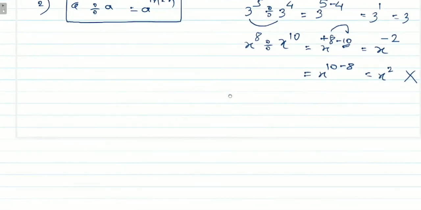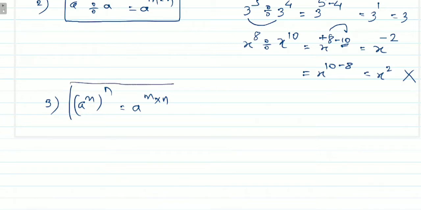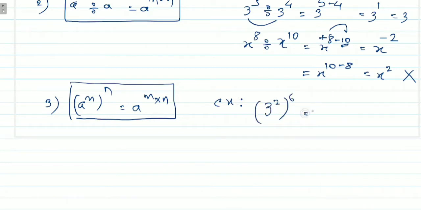Let's look at the next formula, the third formula. If there are two powers to the same base, see the base is a and a has two powers, so in that case we multiply both the powers. For example, 3 raised to 2 and it has power 6, so we'll multiply both the powers and we'll get the answer as 3 raised to power 12.